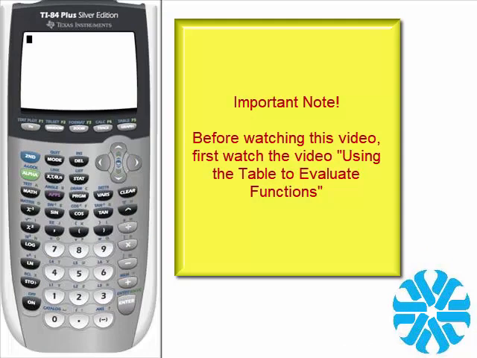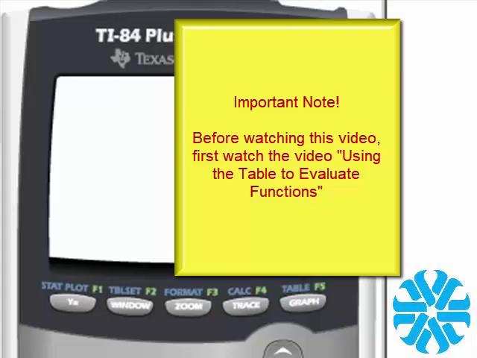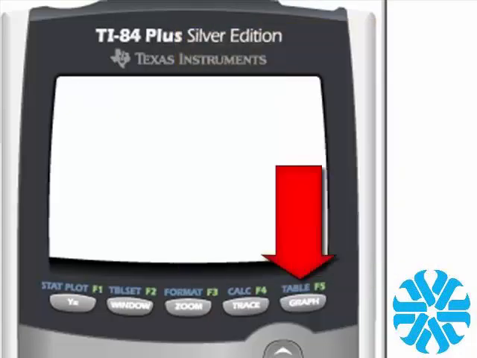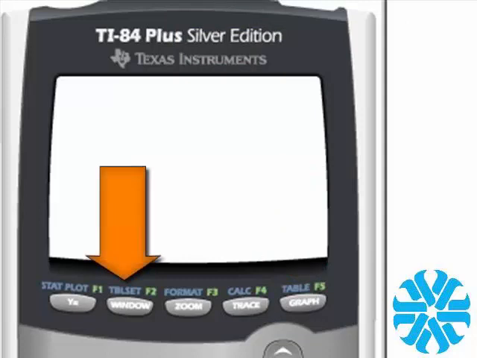Before watching this video, you should first watch the video named Use the Table to Evaluate Functions. In the table video, you learn how to use the calculator's table to evaluate a function at various points. Also, you learn how to set up the table with the Table Set option.